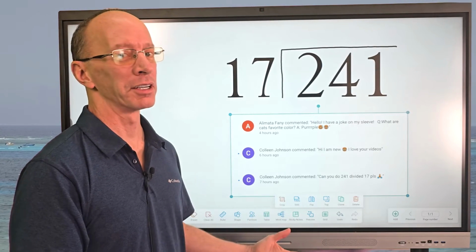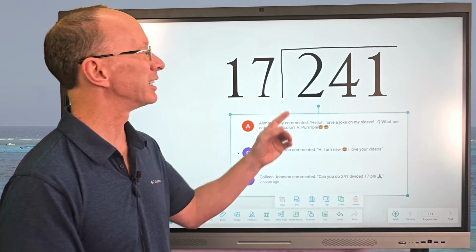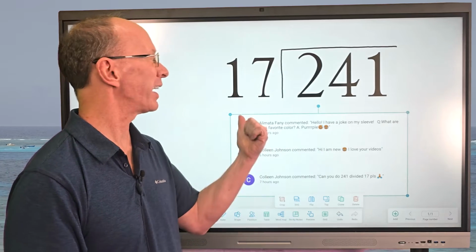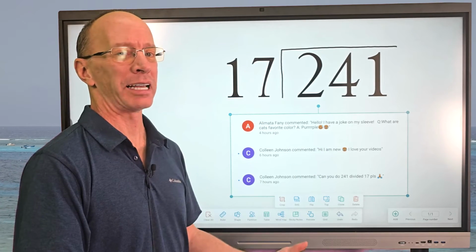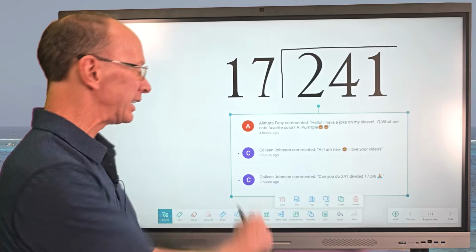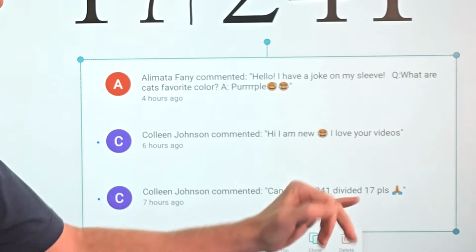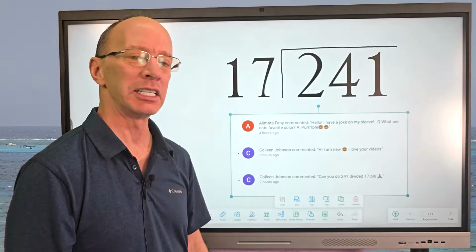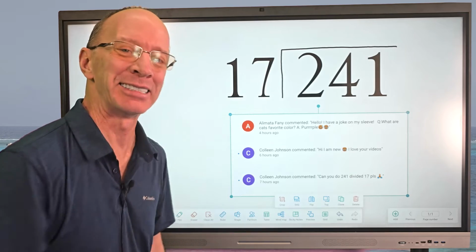Check this out. We have another division problem for you. It is 241 divided by 17. This is from a subscriber, Colleen Johnson, who said, can you please do 241 divided by 17, please? Yeah, we're going to do that for you.